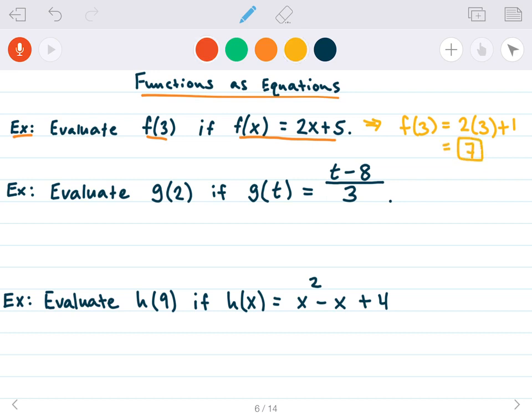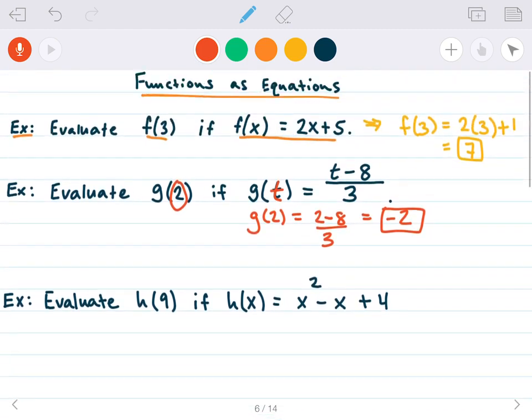Okay, let's look at the next one. G of 2, if g of t equals t minus 8 over 3. Well, this time our input variable is t, which is totally fine. We can have whatever variable we want. It doesn't have to be x. And now, wherever we see a t, we're going to replace that with a 2. So g of 2 is equal to 2 minus 8 over 3. And that is going to equal, let's see, negative 6 divided by 3, which gives us negative 2. So g of 2 is negative 2.